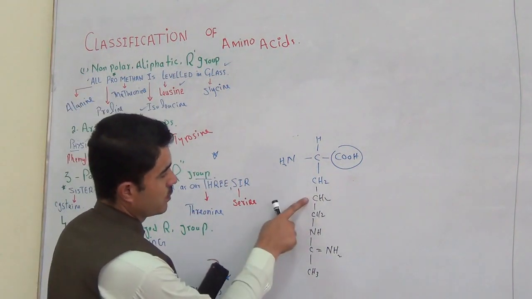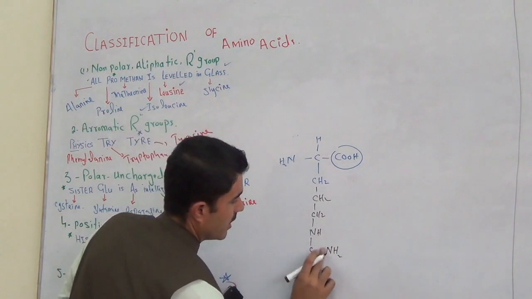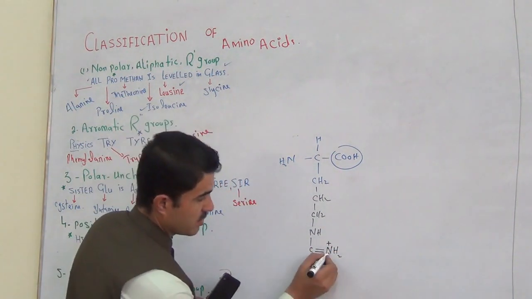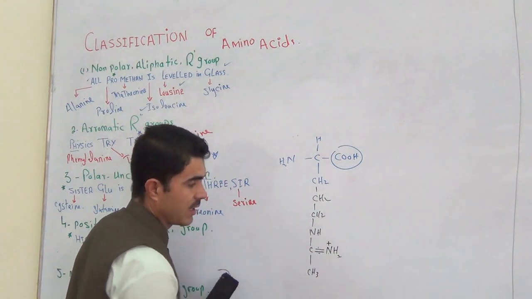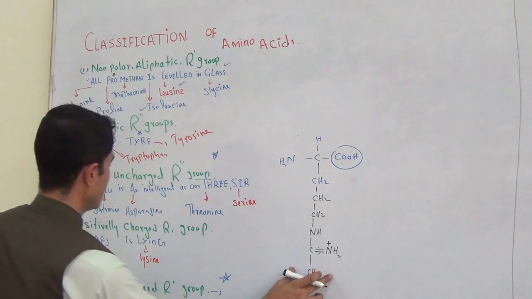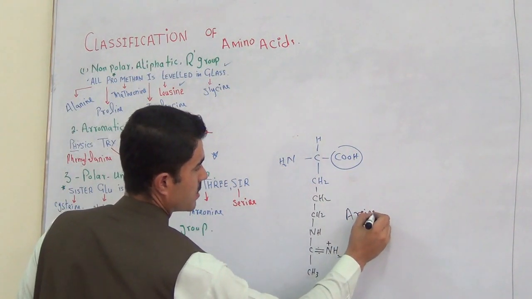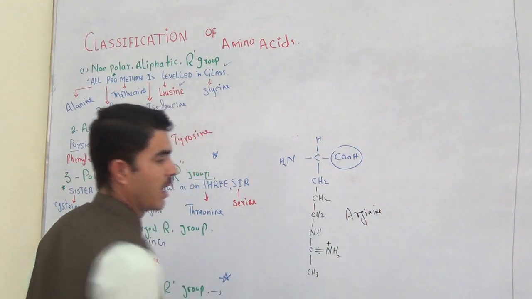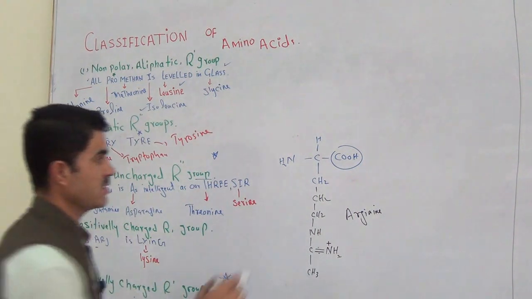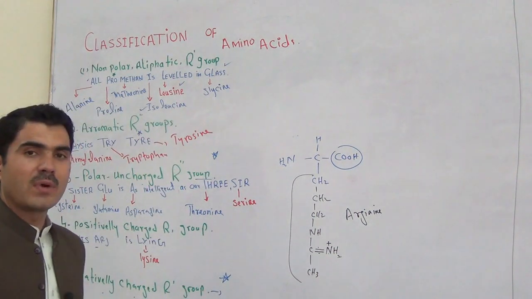You have 1, 4, 2, 3 CH2, NH, C double bond O, NH. If it is NH2 with a double bond, then there must be a positive charge, because nitrogen makes two hydrogen bonds and two more, that becomes four. So we'll write a positive sign on it. Again, this is arginine, and arginine is a basic amino acid, and of course positively charged, because this is the R group and they contain a positive charge.